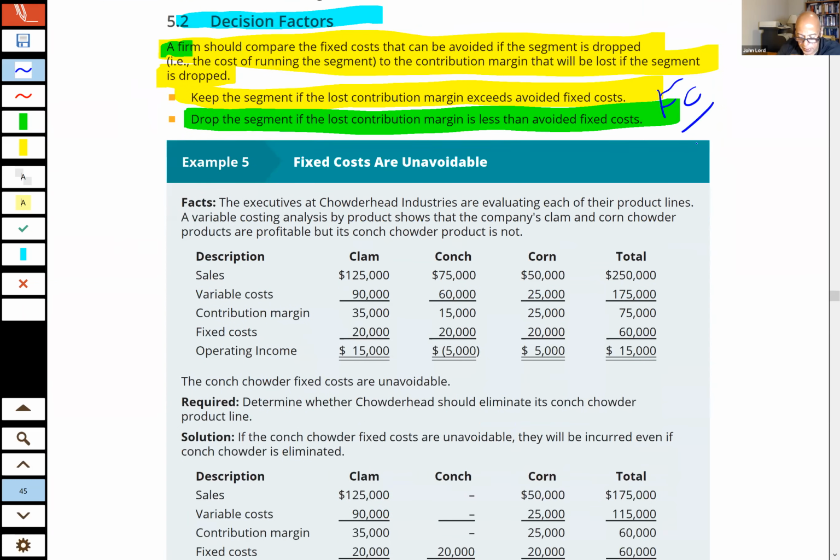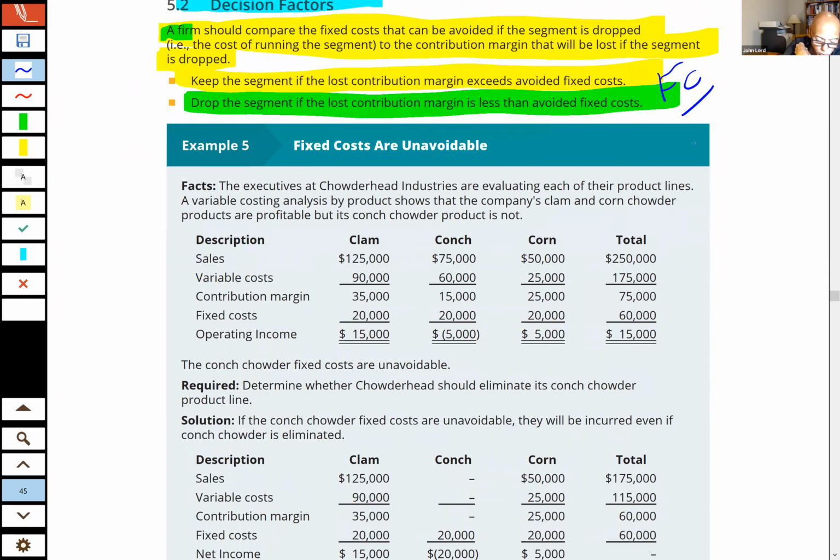And then let's just look at this, some sort of soup chowder factory. They have these different types of chowder, and we see the contribution margin coming from each one of those. Then they take the fixed costs and allocate them evenly between the three units, making Conch look like a loser. But they tell us that we're not going to lose any of the fixed cost if we get rid of Conch. Nothing will go away.